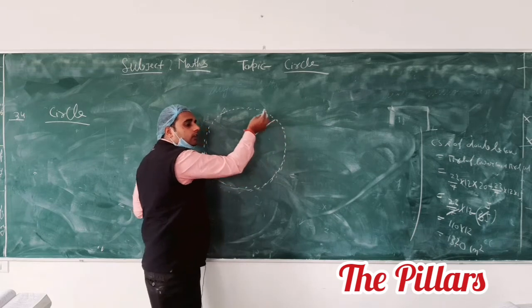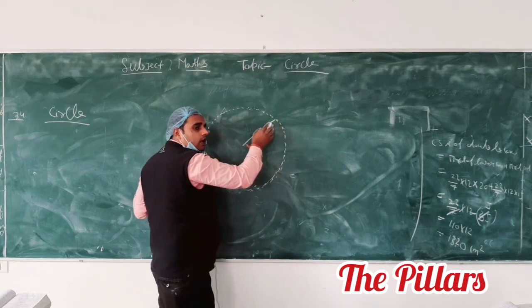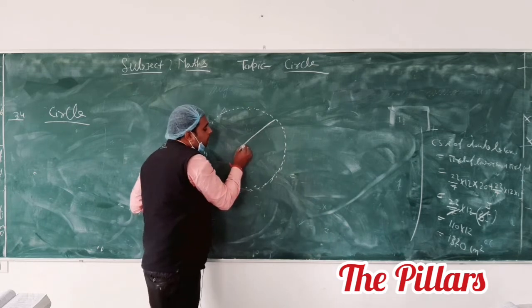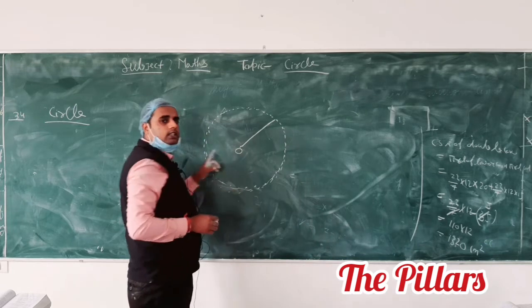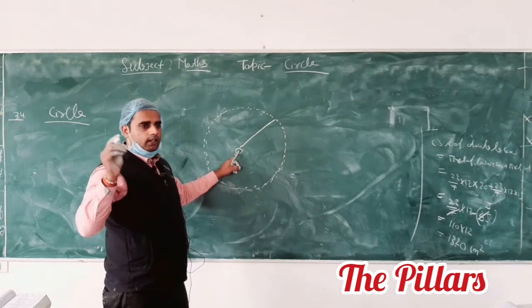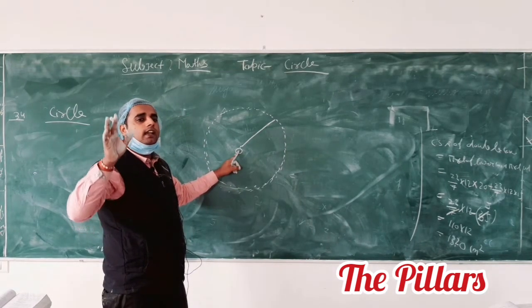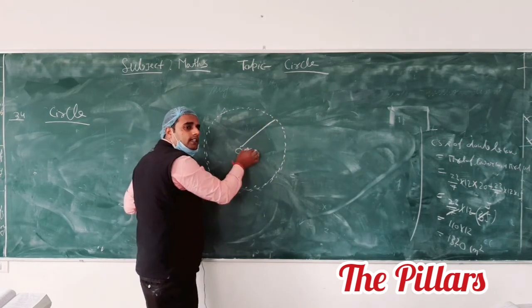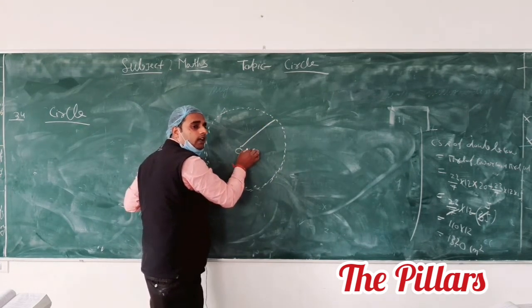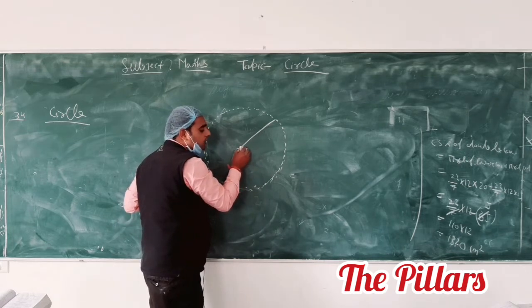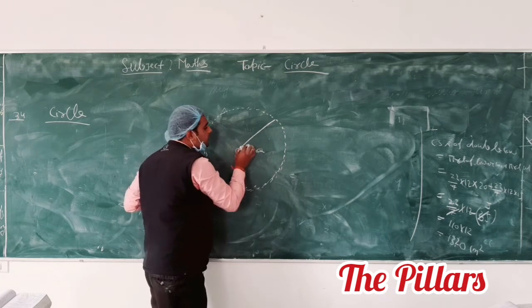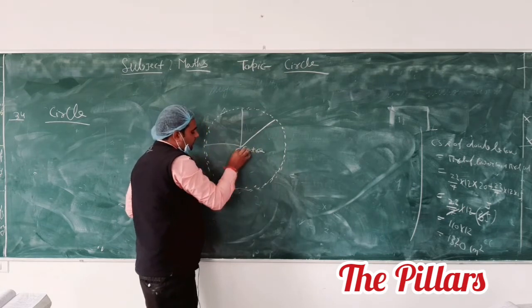It means that we have to collect all the points which have a fixed distance from a fixed point. This is the fixed point. Suppose our fixed point is O. Whenever you have to give the definition of circle, circle is the collection of the points which have a fixed distance from a fixed point O, and this point O is said to be the center, and this fixed distance is said to be radius.